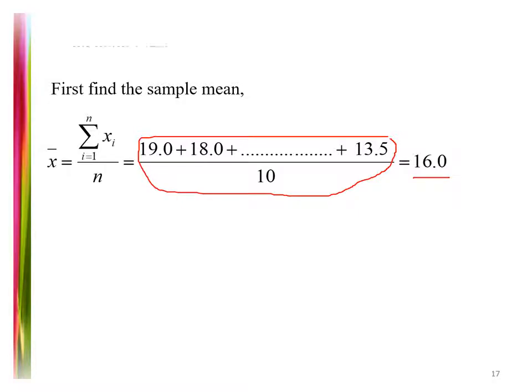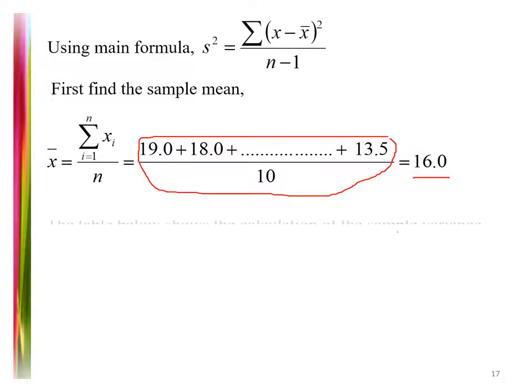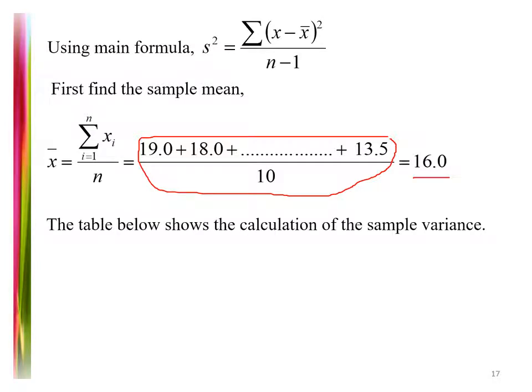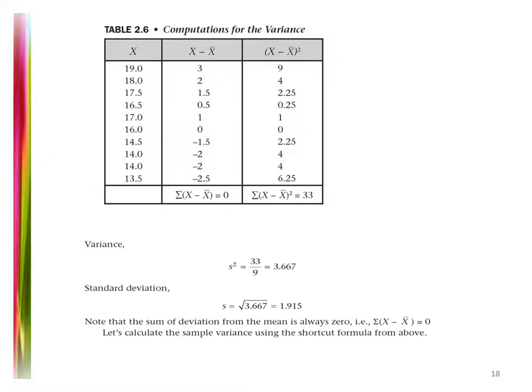Then we will apply the main formula: s squared is equal to the summation of (x minus x bar) squared divided by n minus 1. In this case maybe we can create a table. That's the easy way, or otherwise you can calculate one by one. It doesn't matter. So this is the observation column, and this is the calculated x minus x bar. We already calculated x bar equal to 16. So 19 minus 16 is 3, 18 minus 16 is 2, and up to the last one, 13.5 minus 16, negative 2.5.